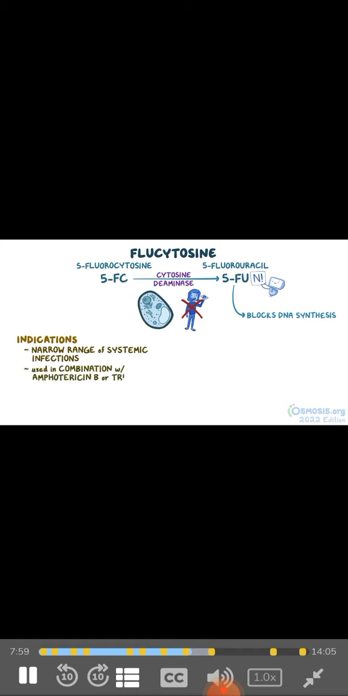Last but not least, flucytosine, also known as 5-fluorocytosine or 5-FC, is a synthetic antifungal agent that's converted to the antimetabolite 5-fluorouracil, or 5-FU, by the enzyme cytosine deaminase in fungal but not human cells. 5-fluorouracil fights fungal infections by blocking DNA synthesis. Now, flucytosine is effective against a narrow range of systemic fungal infections. It's used in combination with amphotericin B or triazole for severe systemic infections like candidiasis, cryptococcal meningitis, and chromoblastomycosis caused by molds, a long-term fungal infection of the skin and subcutaneous tissue.